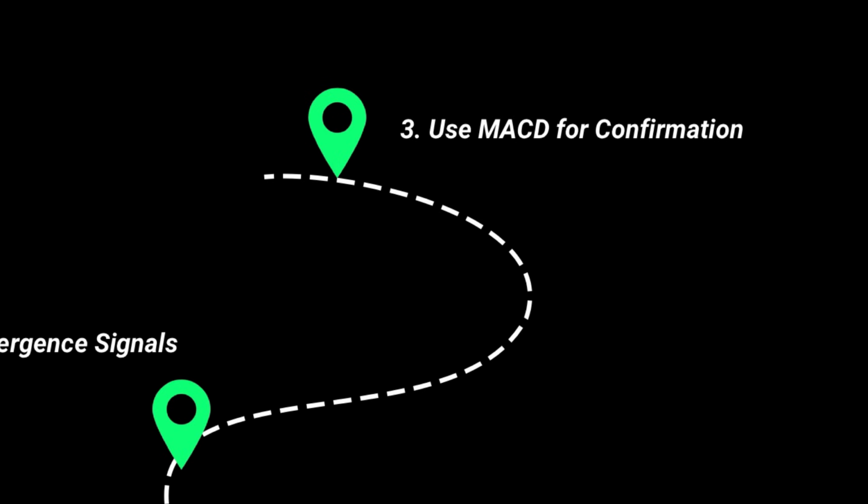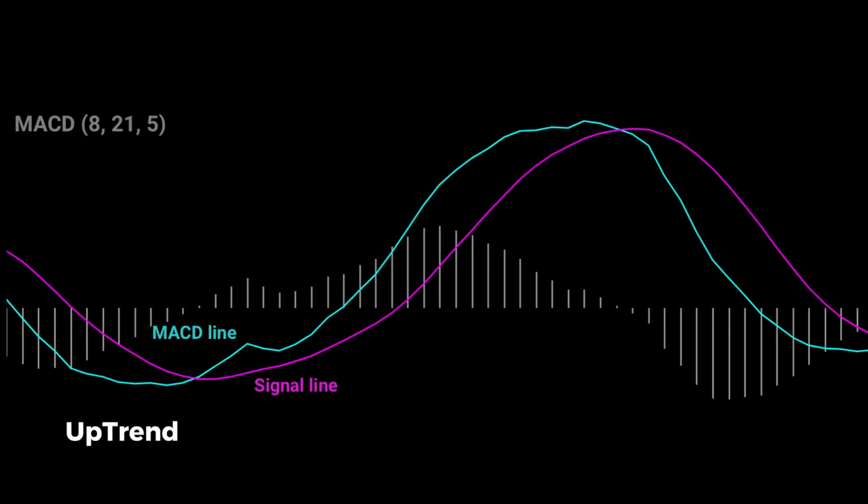3. Use MACD for confirmation. To confirm the setup, use the MACD 8, 21, and 5. In an uptrend, wait for the MACD line to cross above the signal line. In a downtrend, wait for the MACD line to cross below the signal line. This confirms the hidden divergence and increases the chance that the trend will continue.